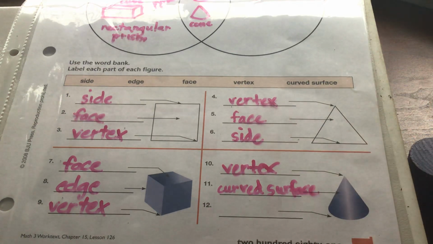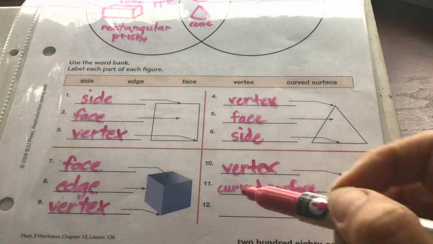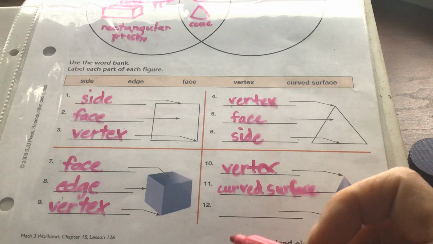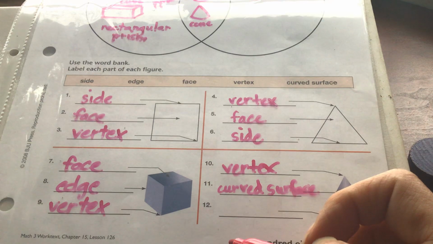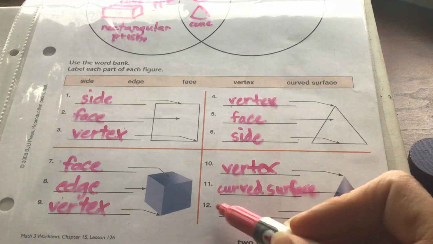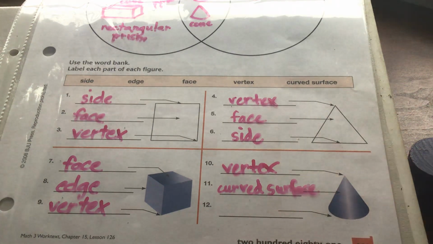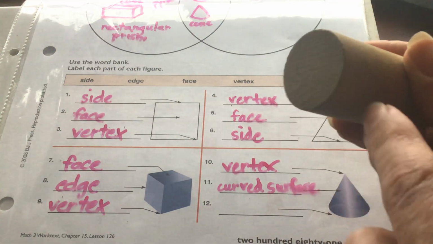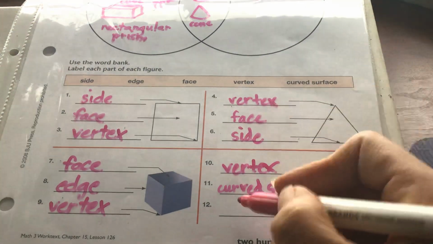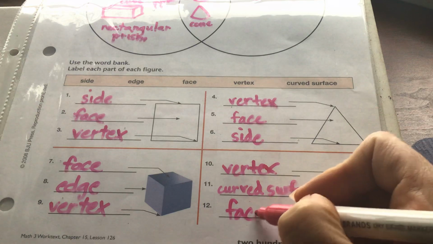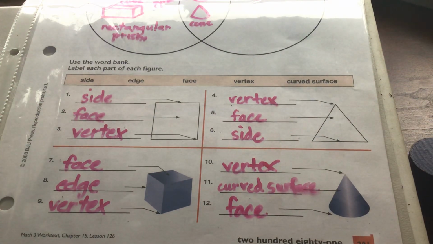So just make sure that you're matching this new vocabulary, being able to label the pictures, putting it all together as you continue to learn about geometric shapes, what they're called and their properties. The last one here is, what do we call this part on the bottom? We call that the face. The flat side is always the face.